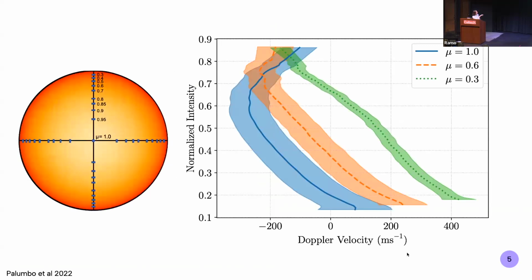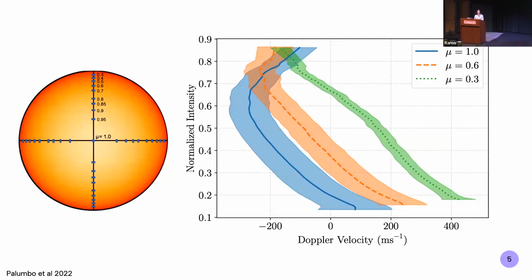So mu of 1 means that we are at star center, and as mu goes out to 0, we're going to go out towards our limbs. And here on the right, what I'm showing you is that for a given line, in this case, the iron 5434 line, I'm showing you how the bisector is going to vary depending where we are on the solar surface. So mu of 1, sun surface, we have more of a C shape in that bisector, and as we go out towards the limb, it becomes more of a backslash.